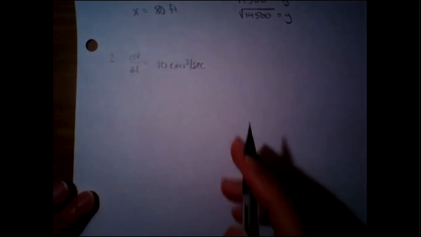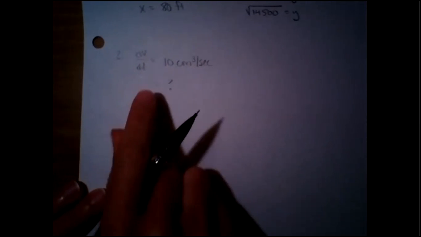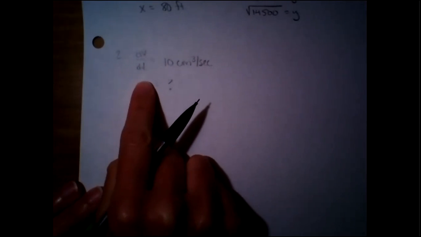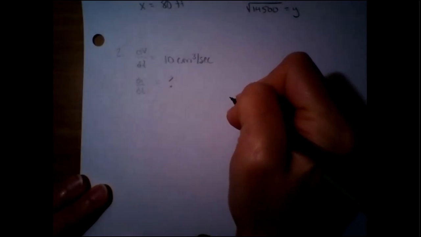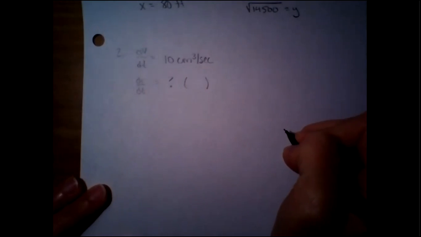Now they're asking us for our question mark value here. What is the rate of change of the radius? How quickly is the radius changing? So what is going to be our question mark value here? How will I label that? We want to know how fast the radius is changing. Good, nice job, guys. dr/dt. And should it be positive or negative?